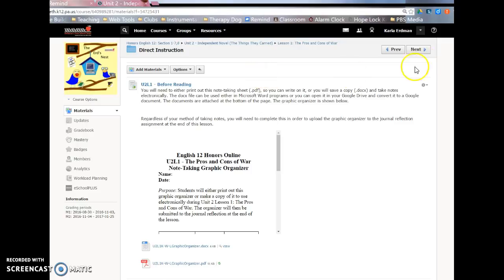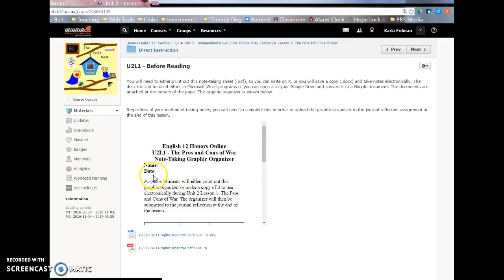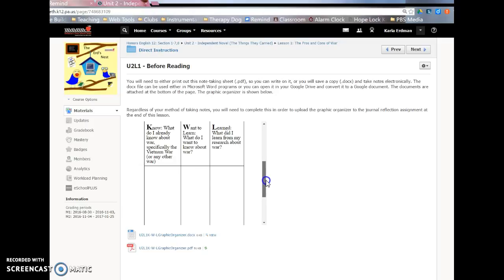As far as direct instruction goes, you want to make sure to download a graphic organizer before reading. This actually talks about the pros and cons of war, and you will do a KWL chart: what you already know, what you want to learn, and then at the end you'll put in what you did learn from your research. For this particular lesson, you do not have to keep this going throughout the entire unit. You will upload this in your journal reflection at the end.